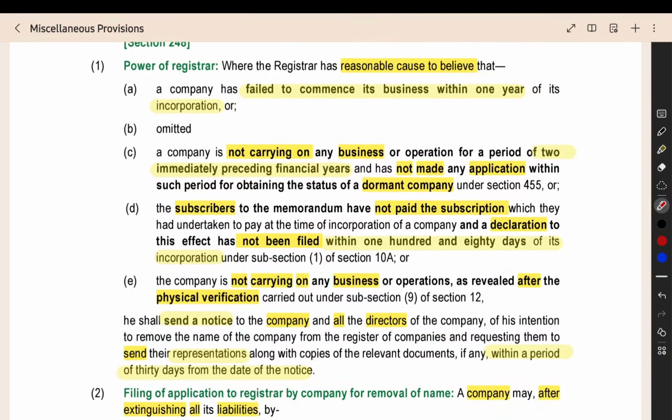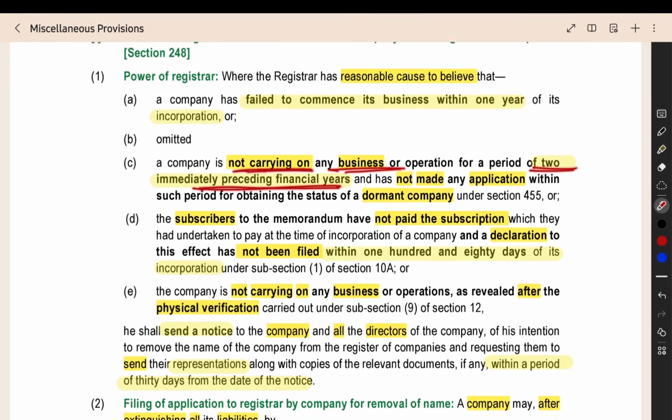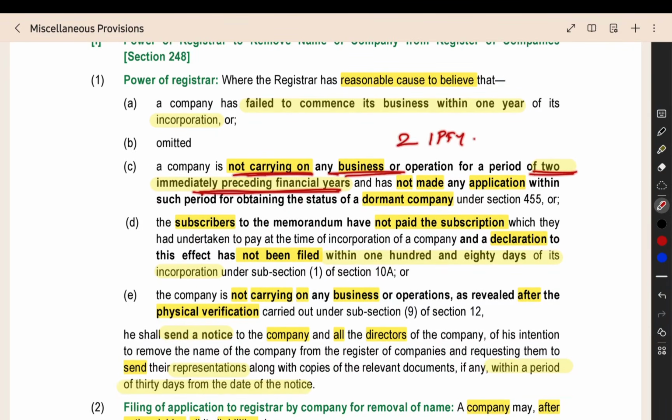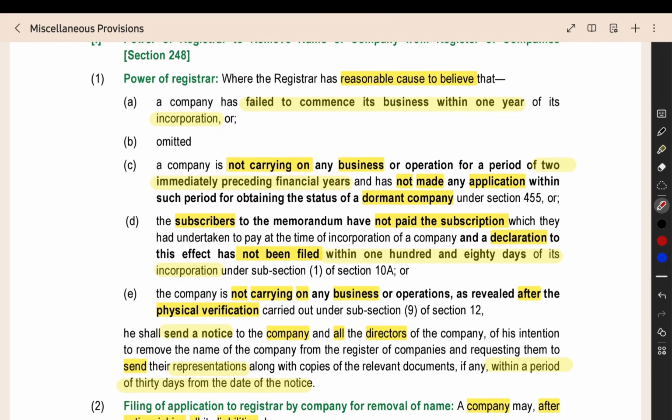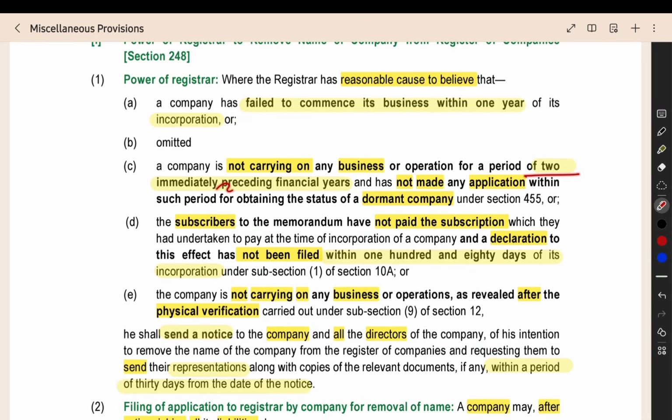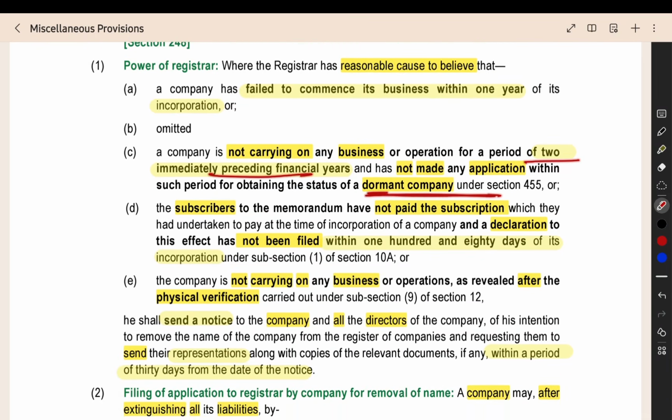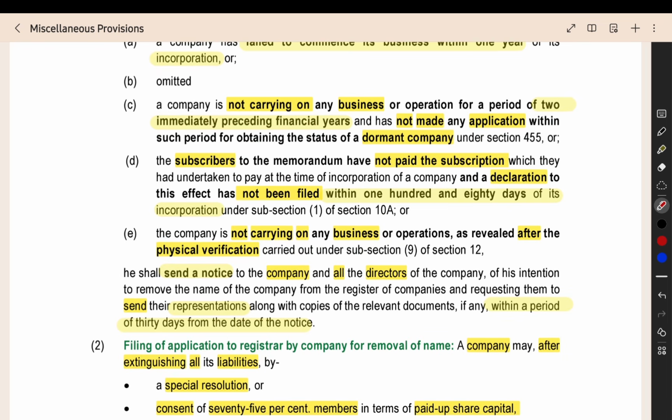Then, the company is not carrying on any business for a period of 2 immediately preceding financial years. Or you are not doing a business and you did not get the dormant company label also. We saw what the dormant company label is. If you did not do business for the immediately preceding 2 financial years and you did not get the dormant company label also, then you are liable to be stricken off.